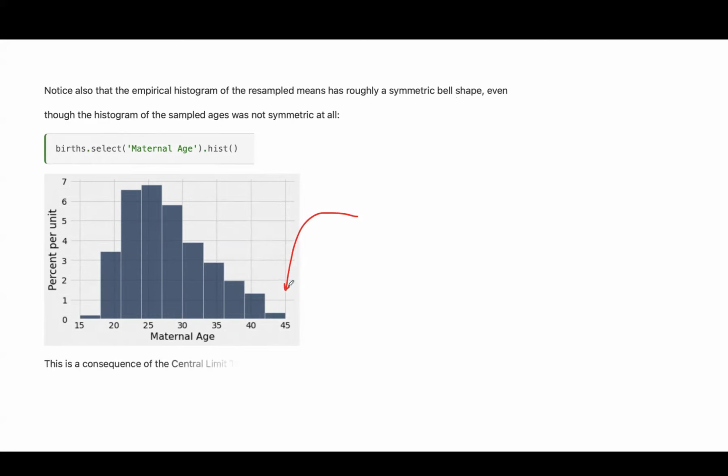This is a consequence of the central limit theorem of probability and statistics. Later on, we're going to see what the theorem says. We basically talked about the central limit theorem about two to three chapters before, but we're going to go over it again.